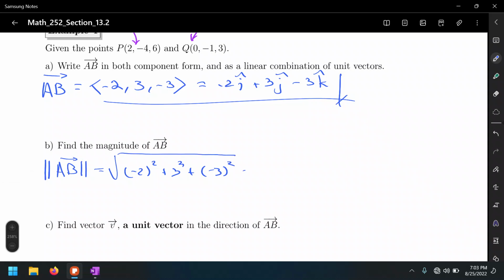So just square the numbers. Okay, that's the square root of 4 plus 9 plus 9. Oh, it's the same as before. Square root of 22. So this vector is square root of 22 units long. All right.